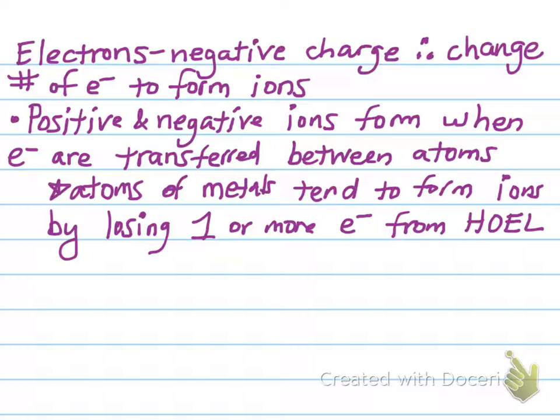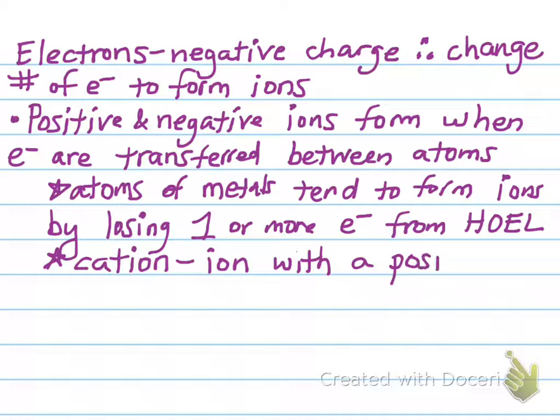Now the metals, remember, that's the left side of the periodic table, and below that heavy stair-step line. Metals typically are going to form these ions when they give up or lose one or more electrons from their highest occupied energy levels. We call this forming a cation. A cation is an ion with a positive charge.